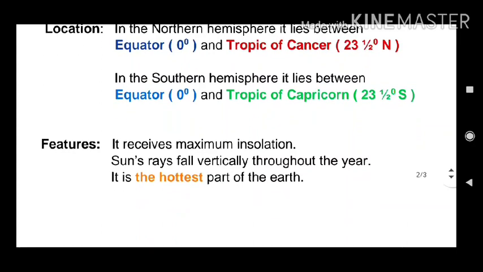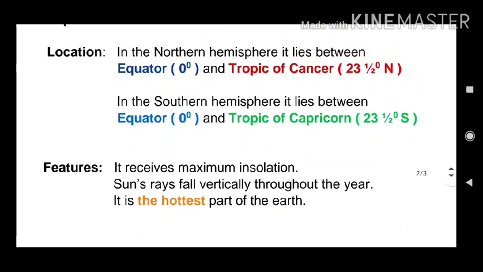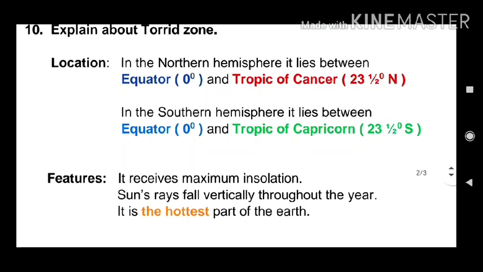Now, what are the features of this torrid zone? It receives maximum insolation. It means it receives maximum amount of solar radiation. Next point, sun's rays fall vertically throughout the year. Throughout the year, the sun's rays fall vertically on the earth's surface. And the third one is, it is the hottest part of the earth. Torrid zone is the hottest part of the earth.